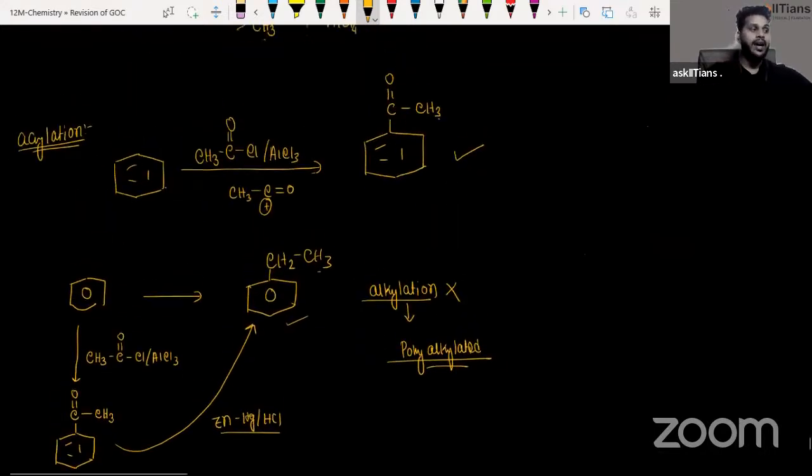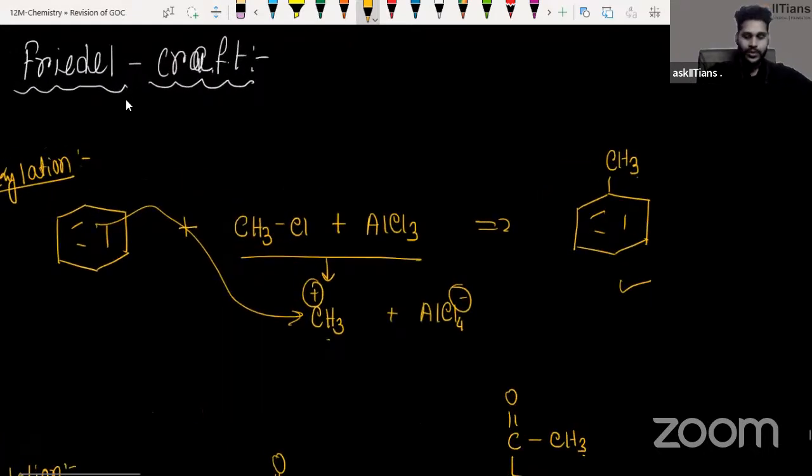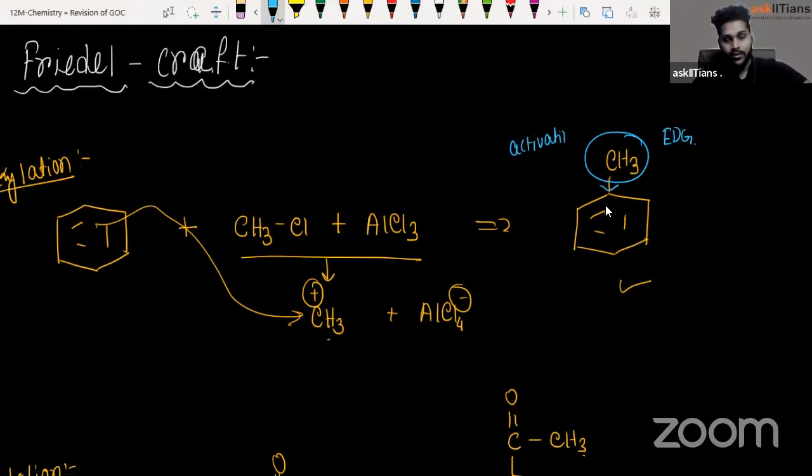Because when you do alkylation, this is so interesting, so logical, you are actually introducing an electron donating group. So that is an activating group. It is activating the benzene even more. If it's an activating group, it would enhance the reactivity of the benzene. So the benzene would keep on taking the CH3 plus if there is any extra in the reaction medium. It would just keep on getting alkylated because it's being activated.